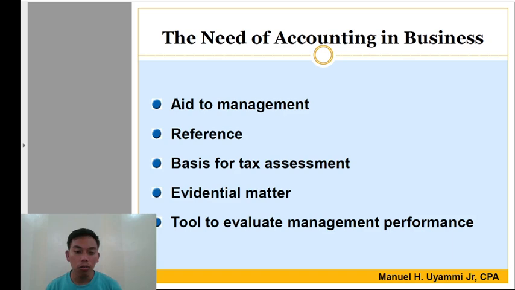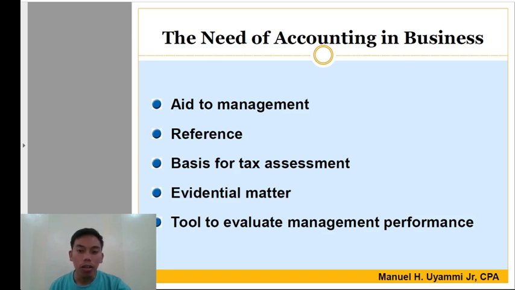And also, kung sakaling nakasuhan tayo or meron tayong case sa government, it could be a tax case or hindi tayo nagfa-file ng tamang government reports or nakasuhan tayo because of malpractice or anything, we could use the financial statements as an evidential matter. We could use it as evidence to present sa court in case na merong litigation that the business is facing.